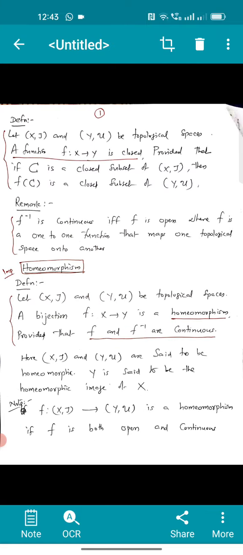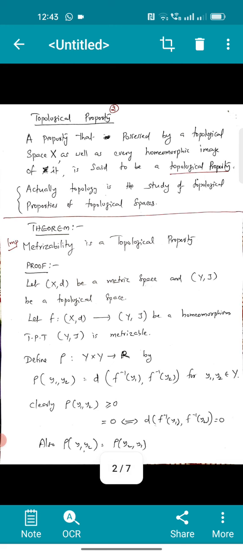A notice is given: f from X to Y is a homeomorphism if f is both open and continuous. Then topological property is defined. What is a topological property? A property that is possessed by a topological space X as well as every homeomorphic image of it. That is a property which is carried over by a topological space as well as every homeomorphic image of it. That is what we call a topological property.